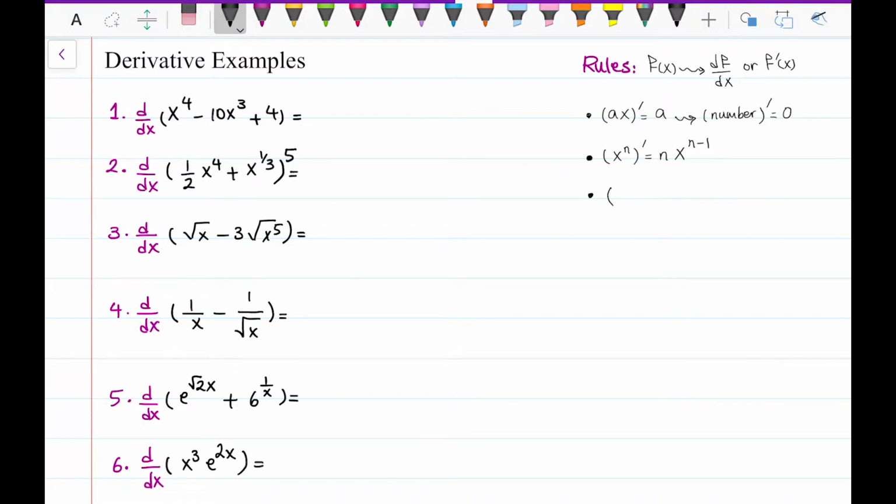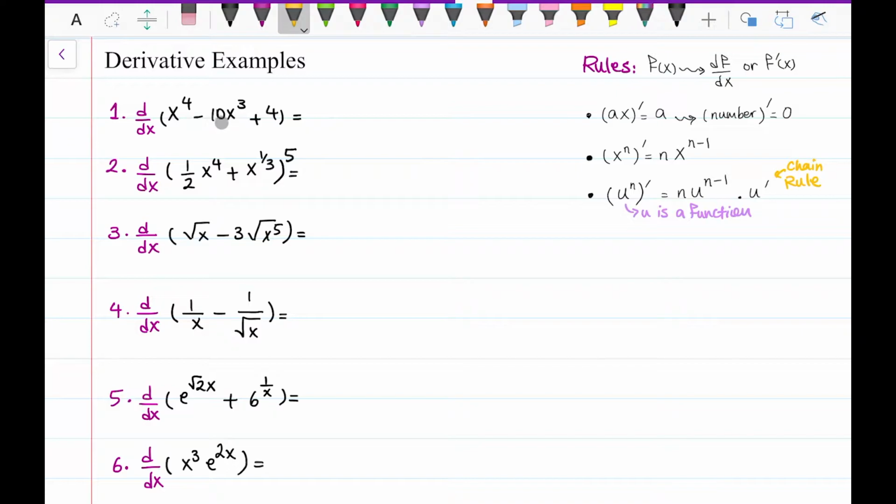And if we have any function u to the power of n, so u is a function, then the derivative of that would be n u to the power of n minus 1, exactly like the power rule that we explained here. But since u is a function, we need to multiply this by the derivative of u. This is called the chain rule. Okay, so let's solve the first example.